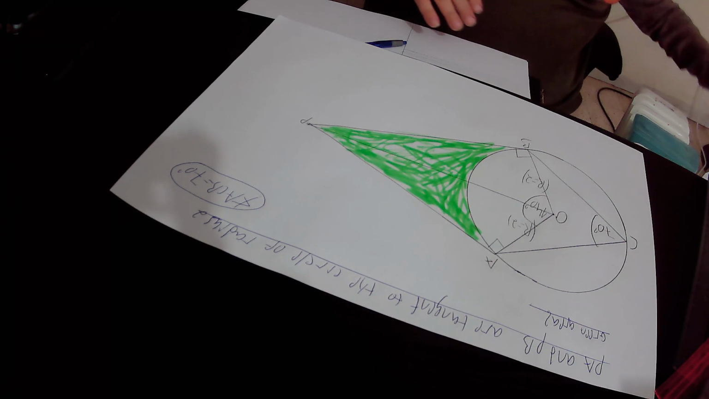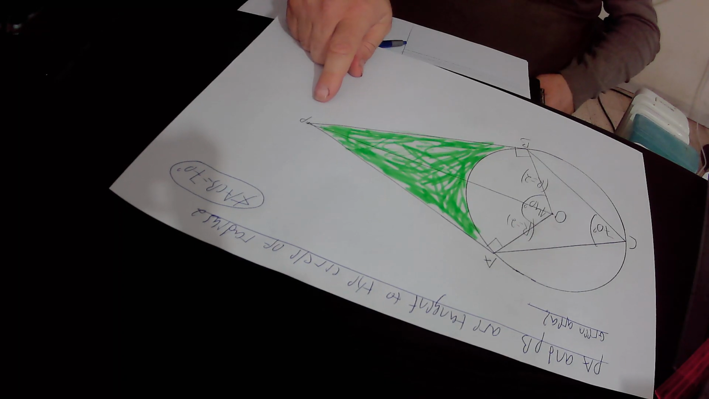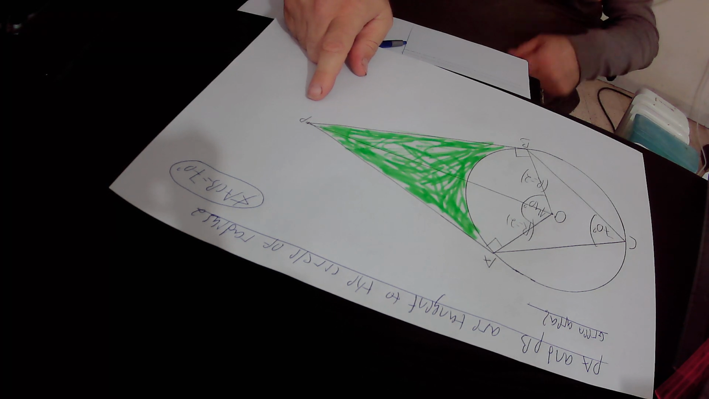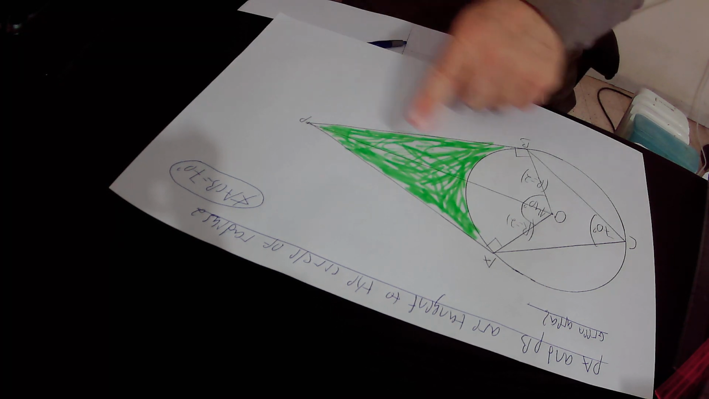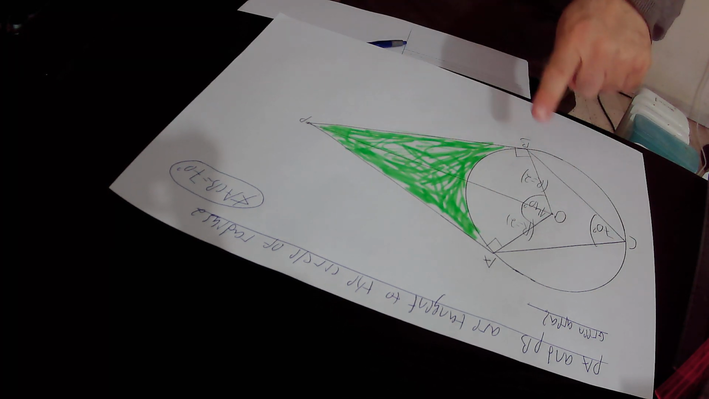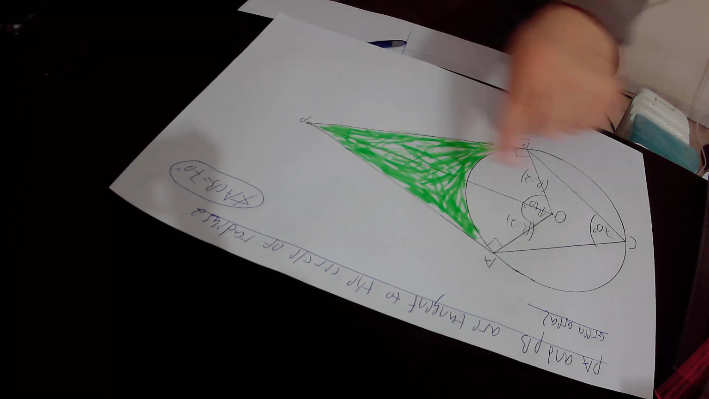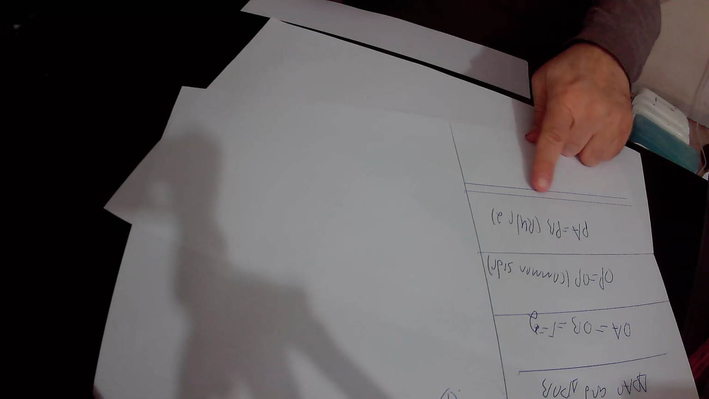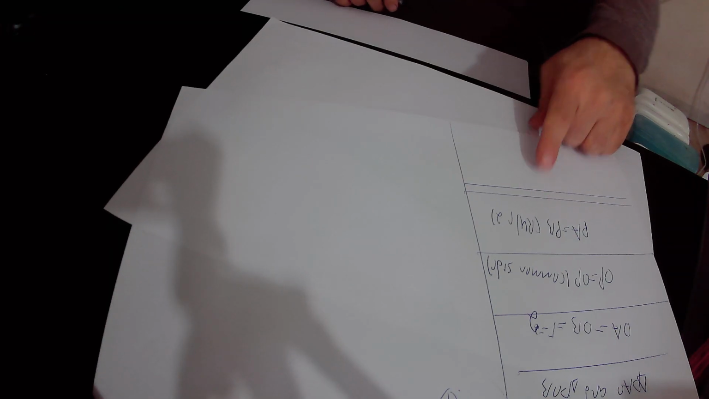Well, because in our drawing we have the common external point, point P. From the common external point P, we have two tangents to the circle, tangent PA and tangent PB. And according to Rule 2, PA equals PB.